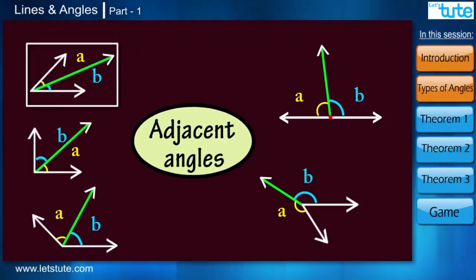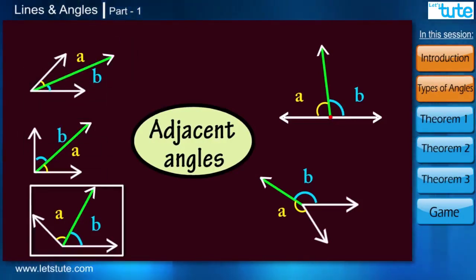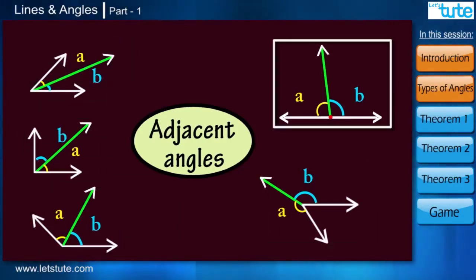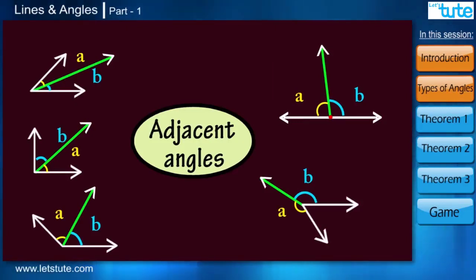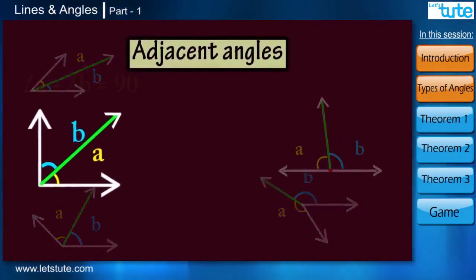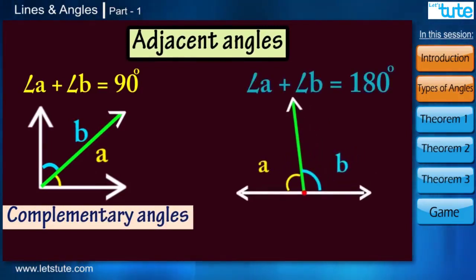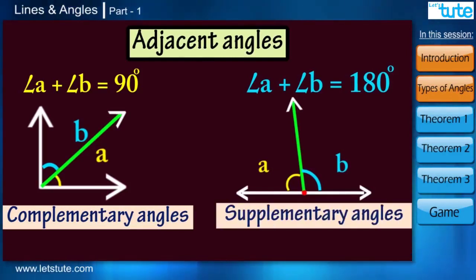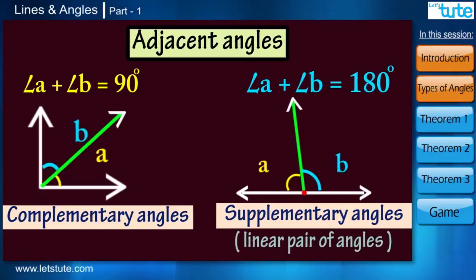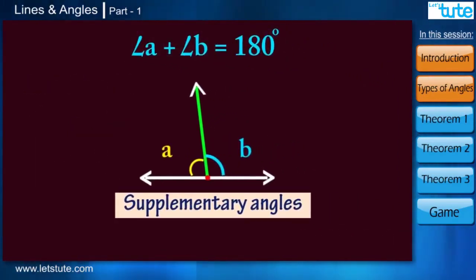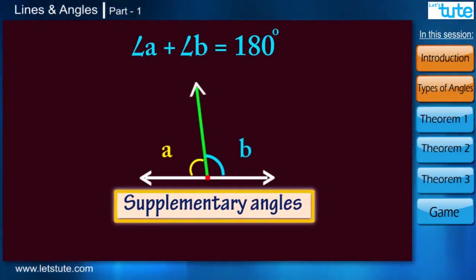Now these adjacent angles can be of various types and different measures, but when the addition of the adjacent angles is 90 degrees, they are called complementary angles, and if their addition is 180 degrees, then they are known as supplementary angles. Another way of calling supplementary angles is a linear pair of angles. As of now, there was only one ray standing on the line and we call it supplementary angles.